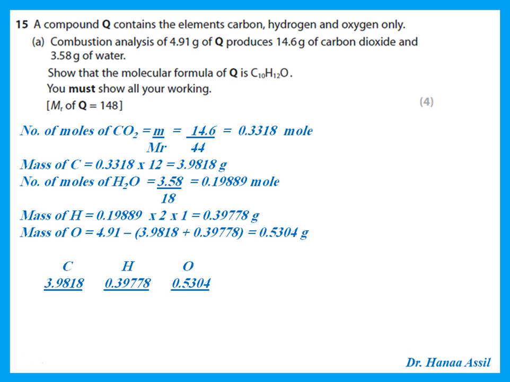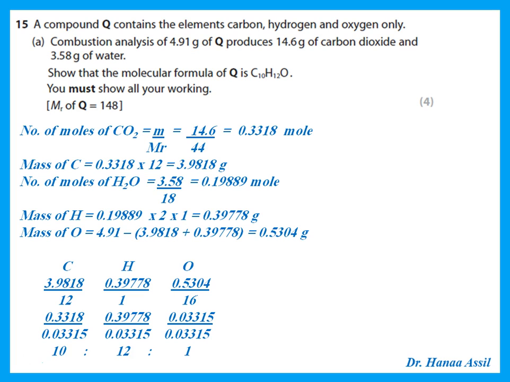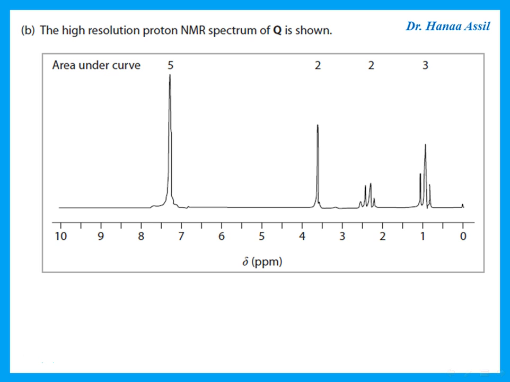And then I can try to calculate the empirical formula. So for the empirical formula here, we divide each of them by the atomic mass of each one. This gives me numbers. I then divide by the smallest to get the simplest ratio. So this gives C10H12O. Okay, please notice this kind of question. It's repeated in many exams.